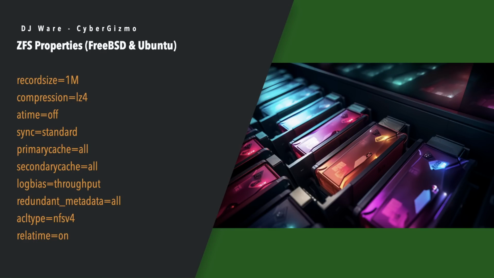As far as the properties, these are both the same. Record size again is 1 meg, and compression. I'm just showing this again. atime is off. Sync is standard. I did test both with it disabled and with standard. Primary cache I set to all for both the primary and secondary. I did experiment with just doing metadata.